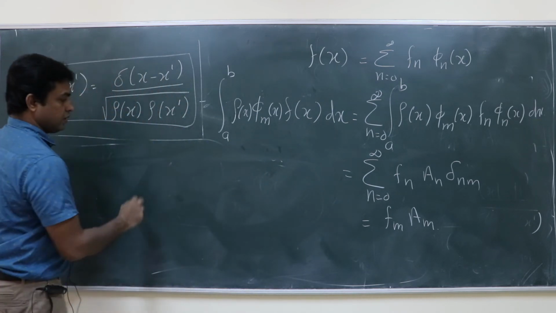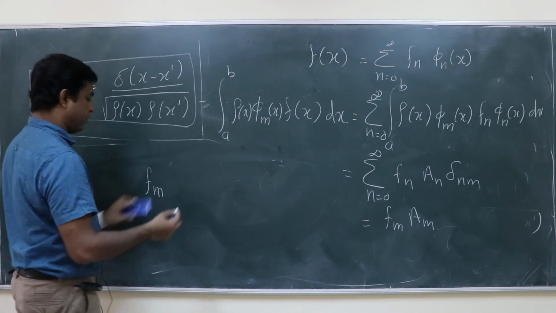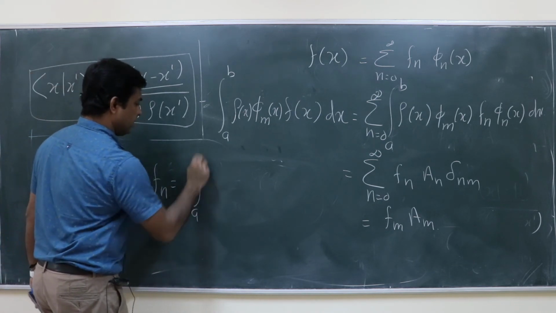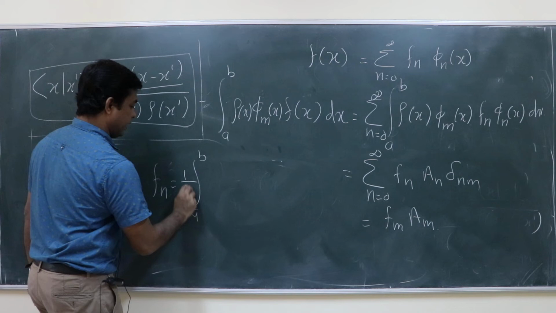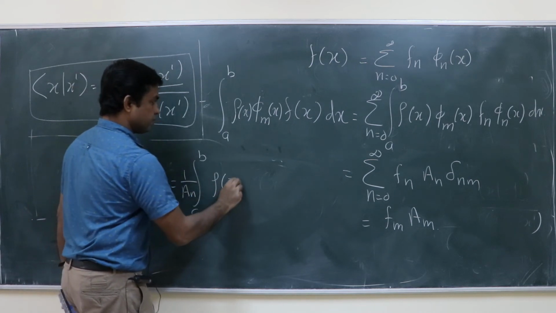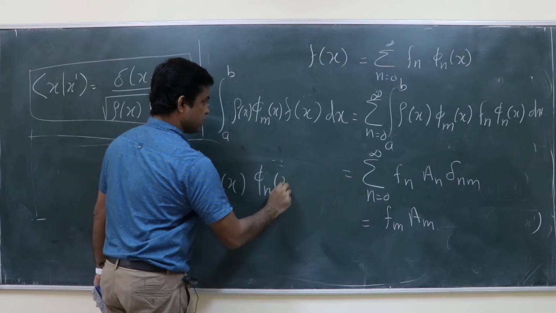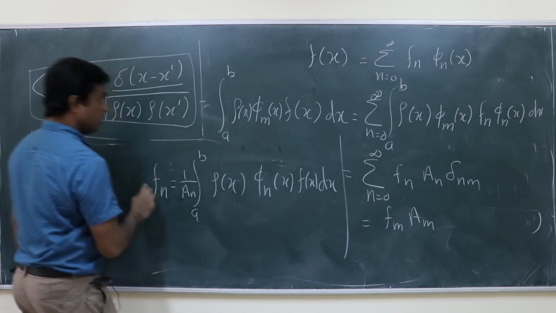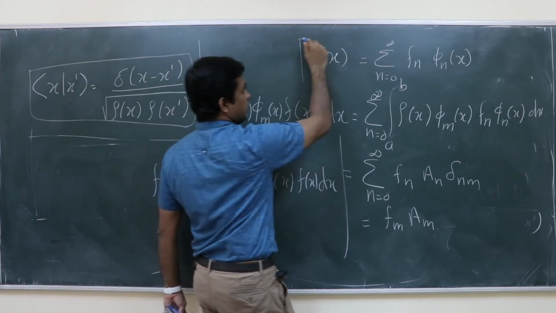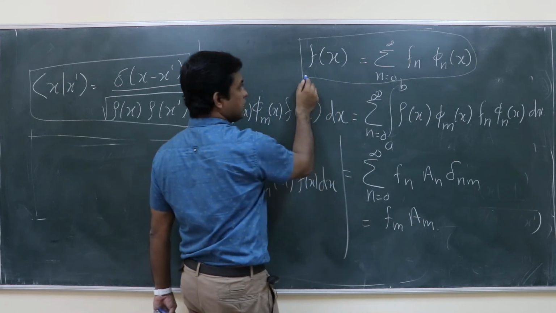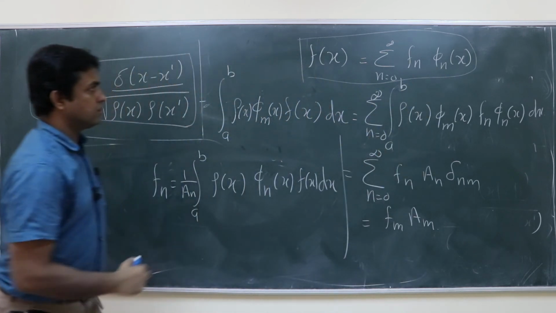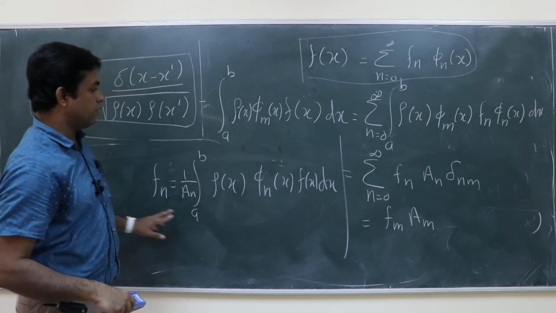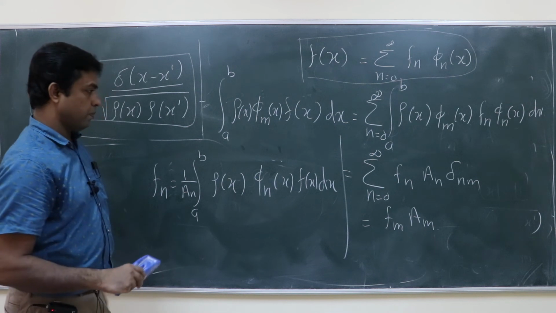So what you get? Fn is equal to the integral from a to b of 1 by a n, rho of x, phi n of x, f of x dx. So if I expand any function in terms of the orthogonal polynomials, I can do that for square integrable functions. Then those coefficients you can find using this equation. Okay?